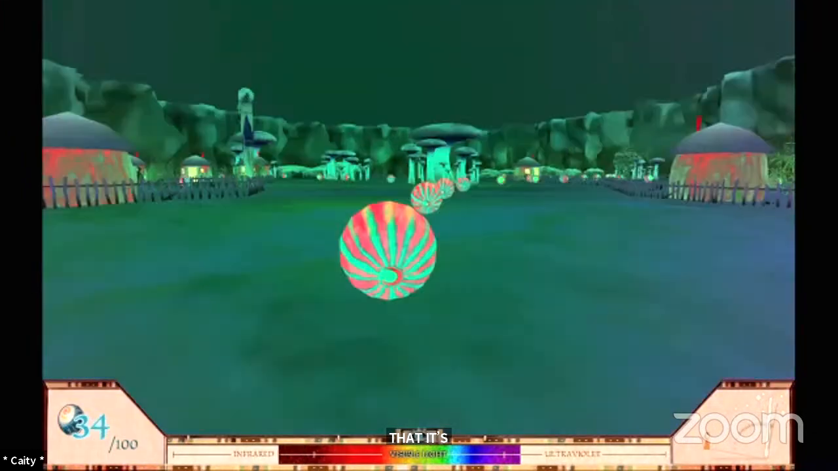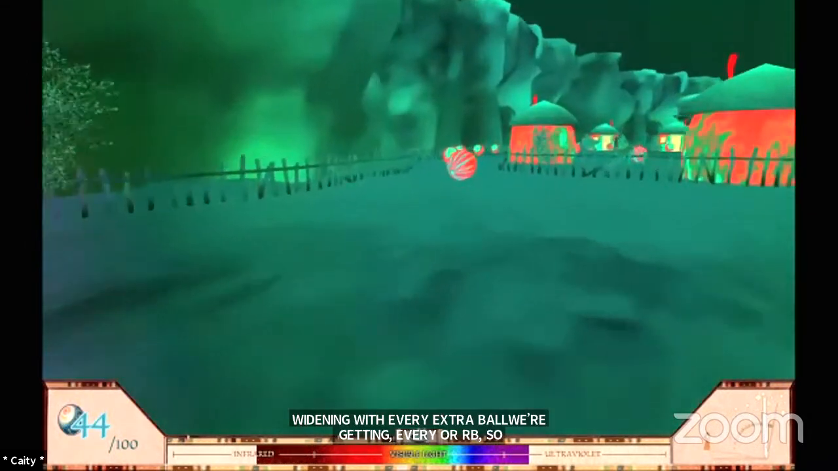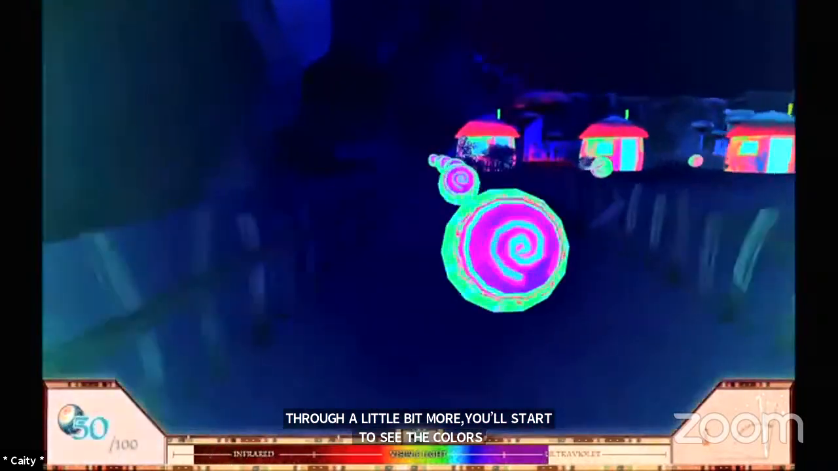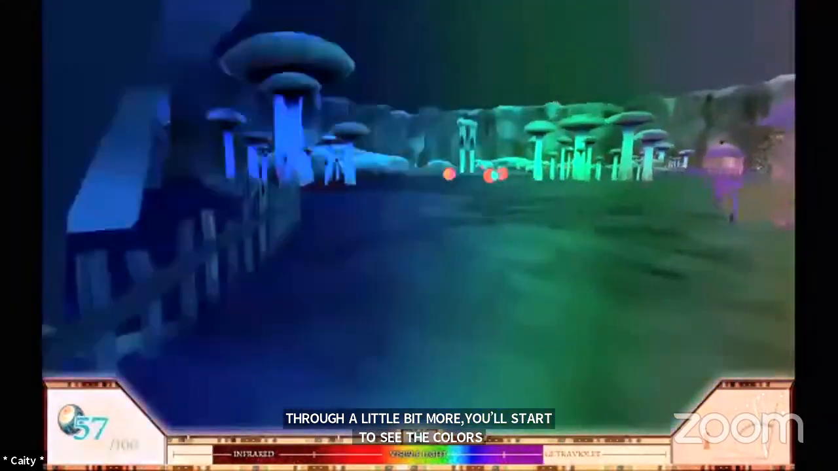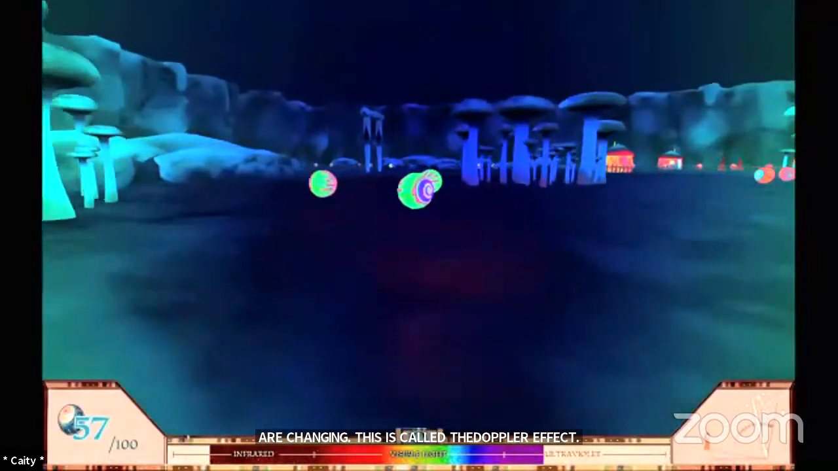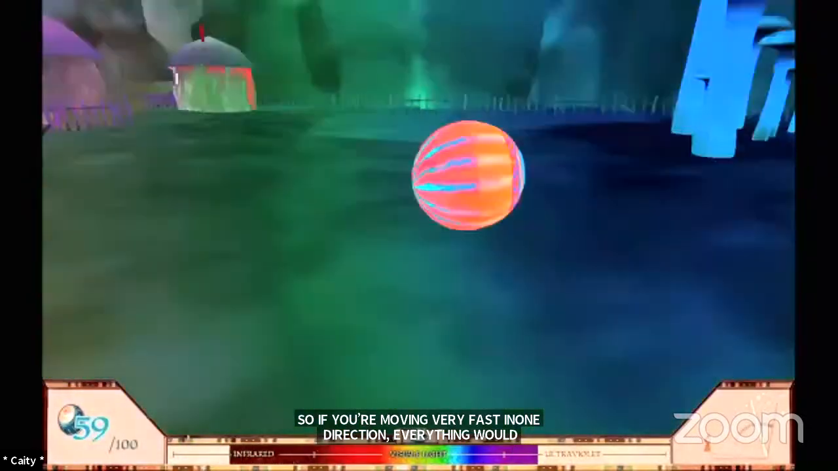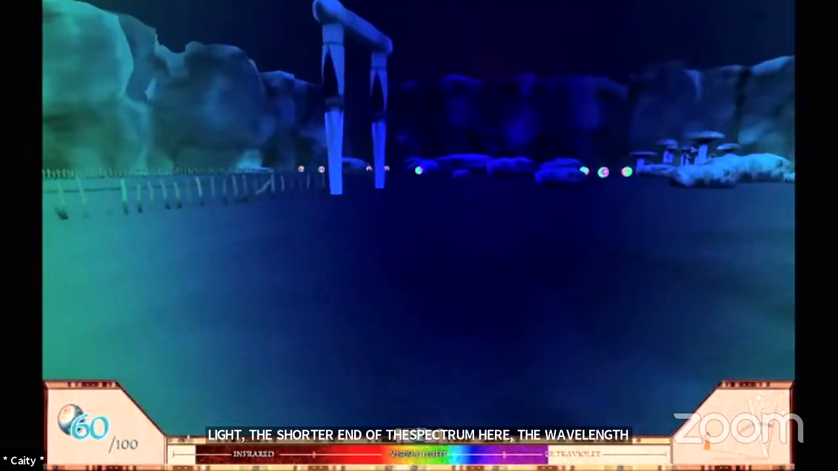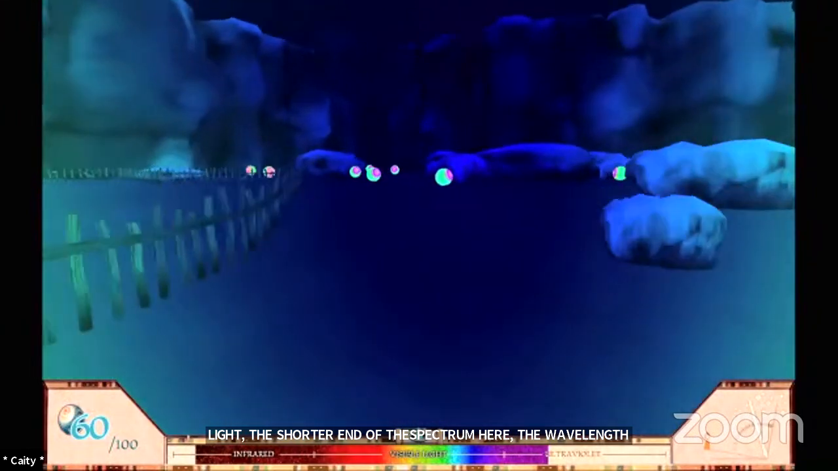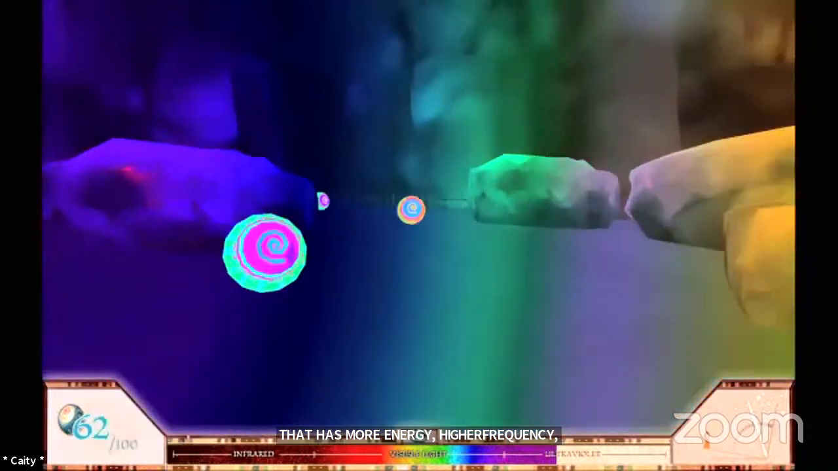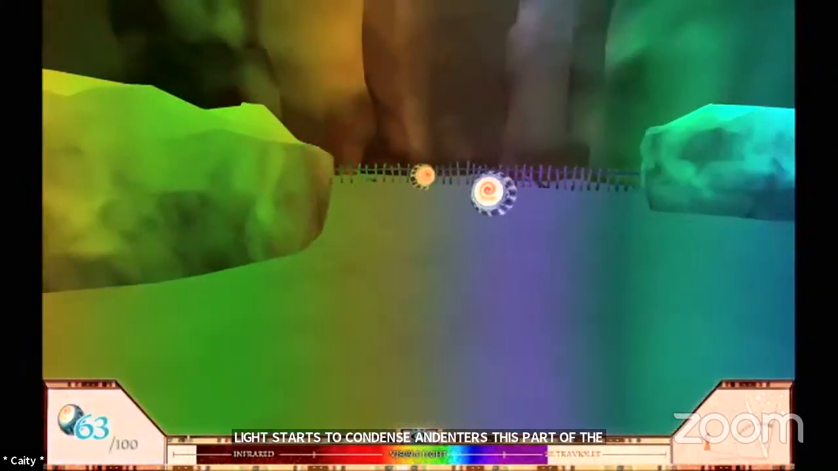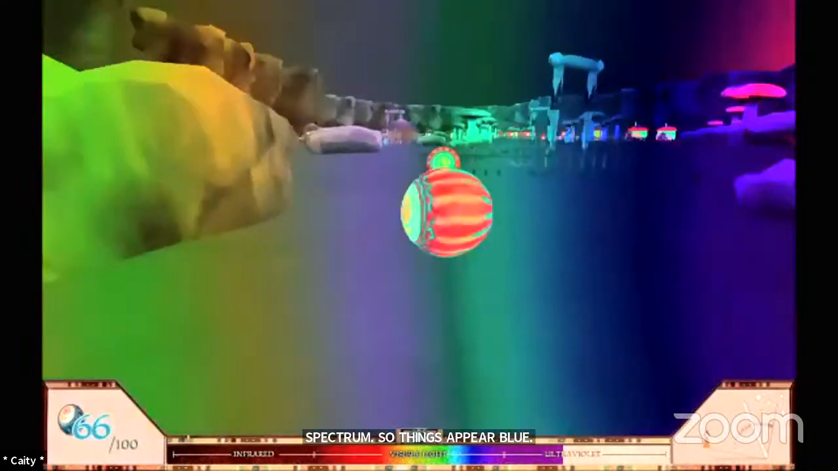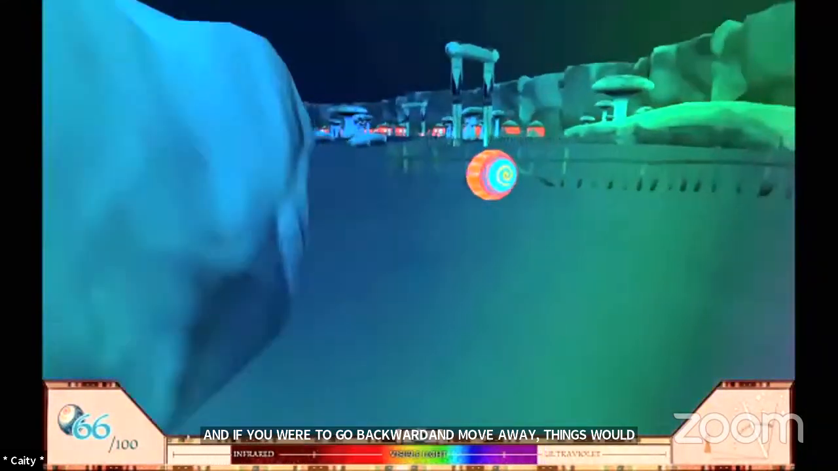And if we scrub through a little bit more, you'll start to see that the colors are changing. This is called the Doppler effect. If you're moving very fast in one direction, everything would start to appear blue or violet, because the wavelengths of light at the shorter end of the spectrum, the wavelengths that have more energy, higher frequency, shorter wavelengths, start to condense. Light starts to condense and enters this part of the spectrum. So things appear blue. And if you were to go backward and move away, things would start to shift toward the red part of the spectrum because wavelengths would get stretched out.